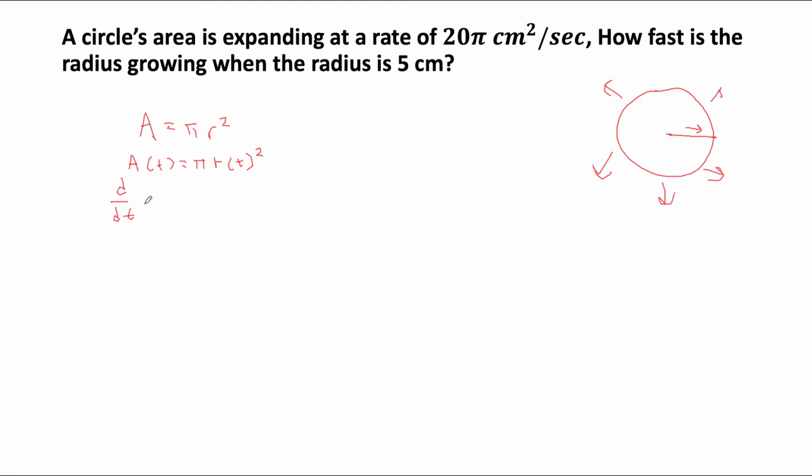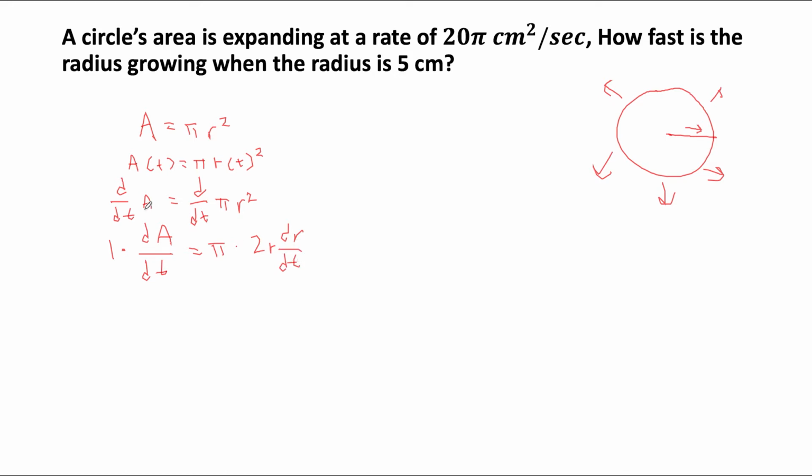So now we're going to take the derivative with respect to time of A and of the quantity pi r squared. And the derivative with respect to time of A is dA/dt, and of pi r squared is, you can always take the constant out, so pi times 2r dr/dt.